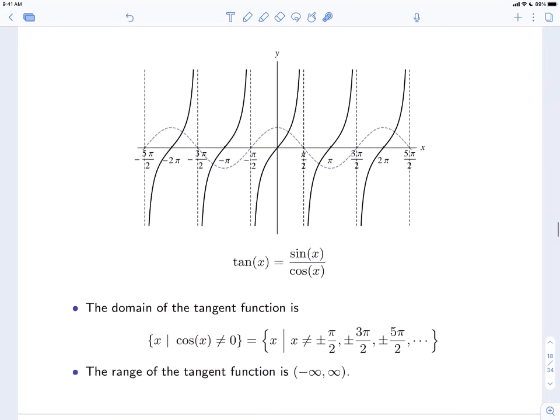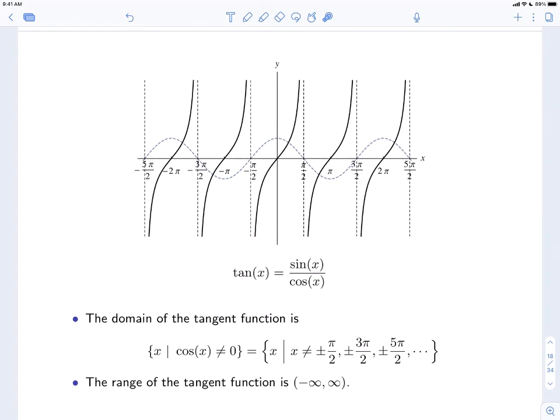The domain of the tangent function is the set of all x's except the places where cosine of x is equal to 0. Now, cosine of x is equal to 0 at pi over 2, 3 pi over 2, 5 pi over 2, all of the odd multiples of pi over 2, plus or minus, because you can have positive or negative x values. And you can see that in the graph.